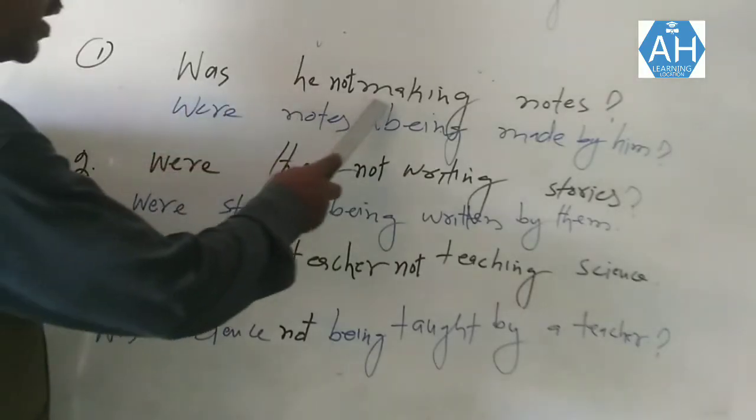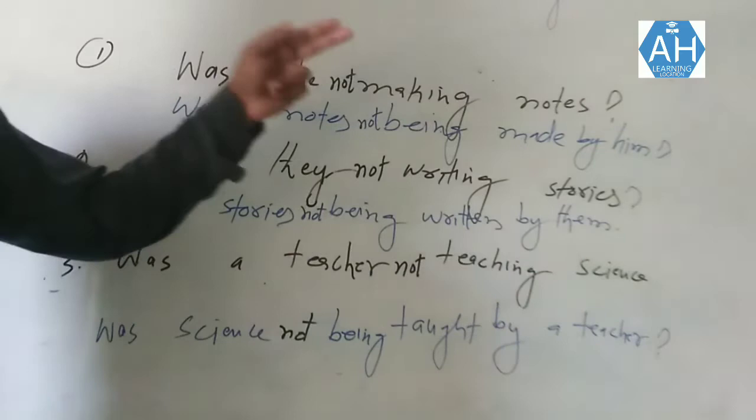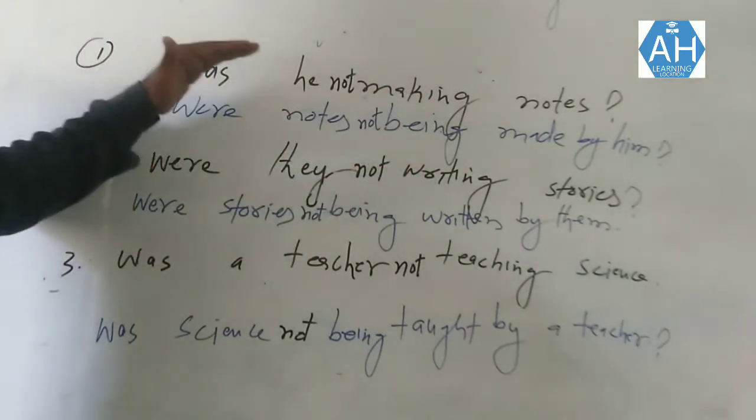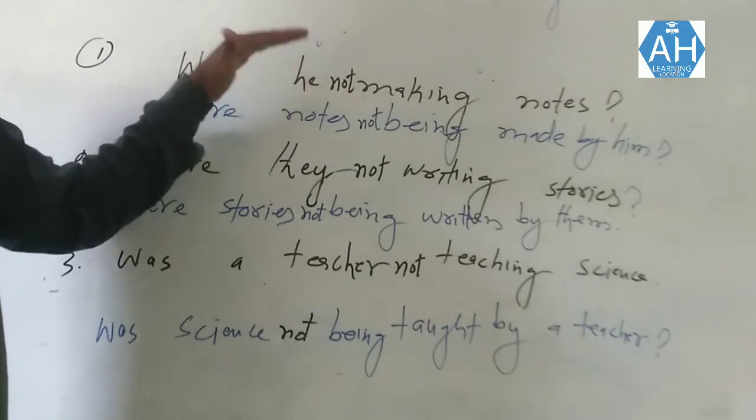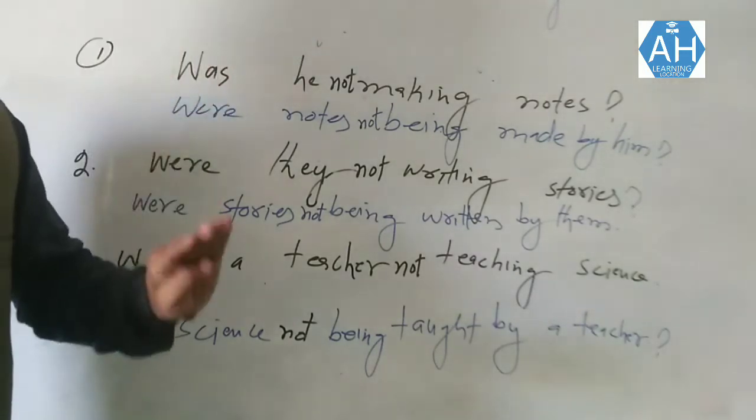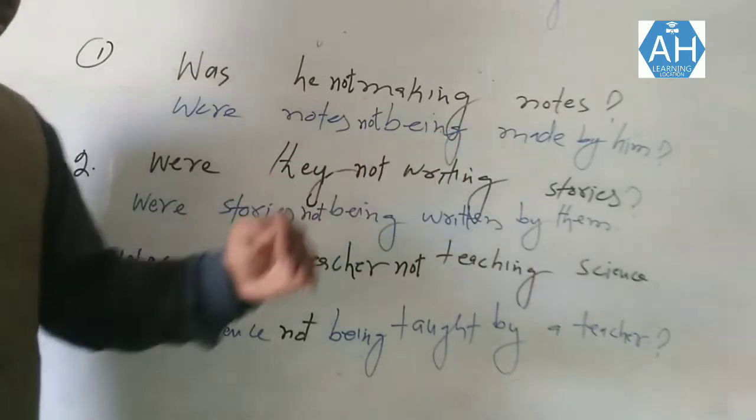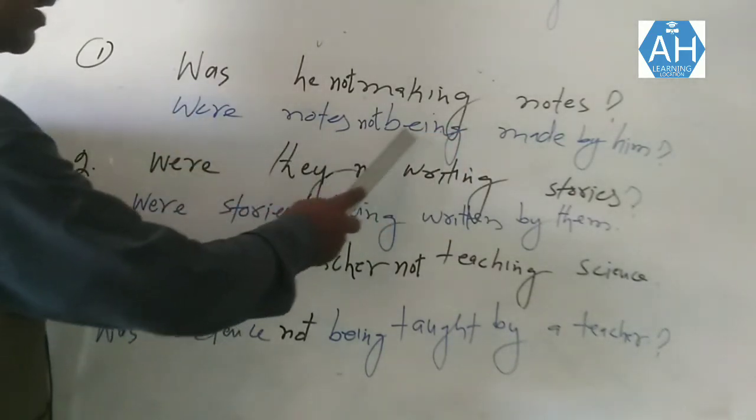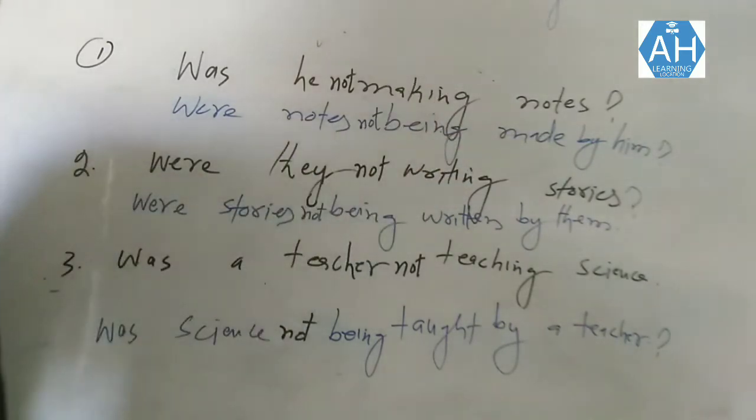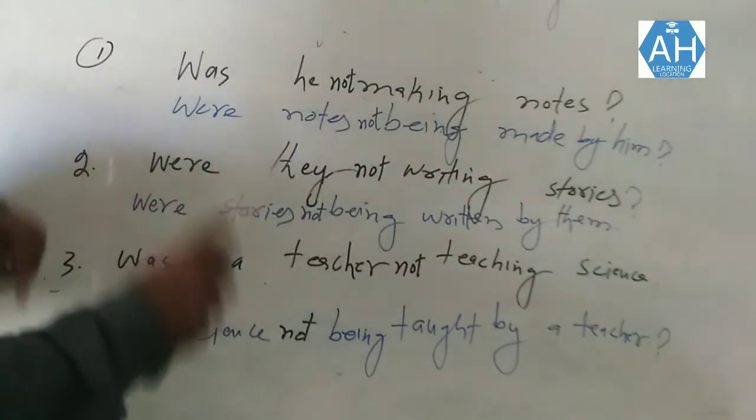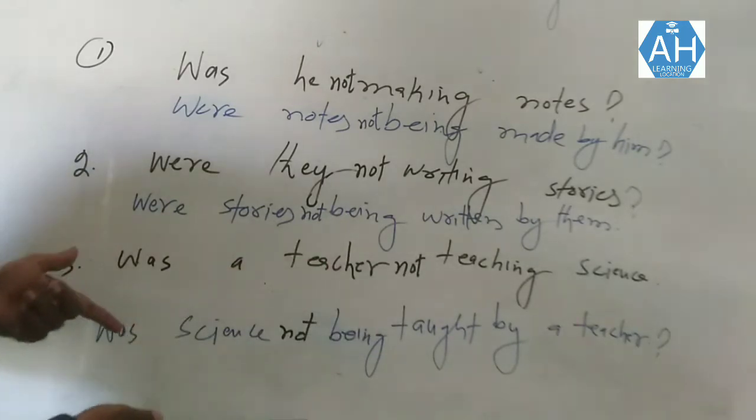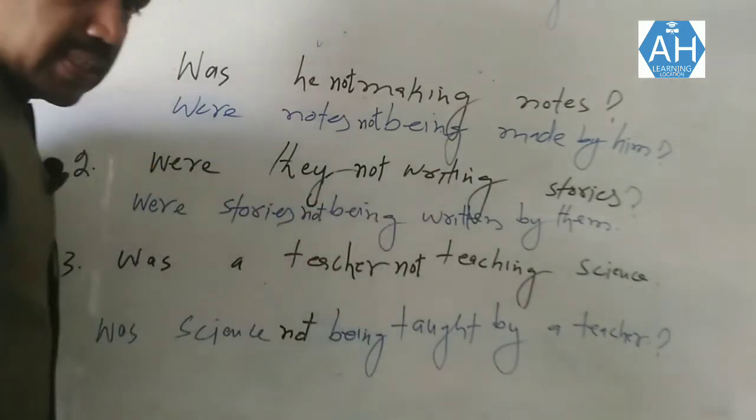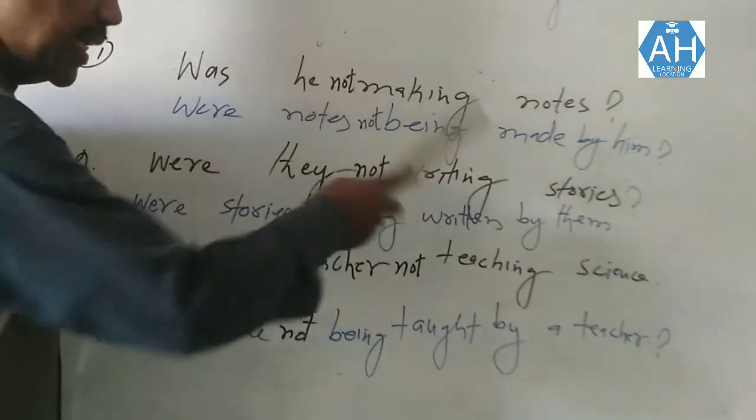Was he not making notes? Now change it to passive voice. If the active voice is interrogative negative, of course the passive will also be interrogative negative. How? Were notes not being made by him? Number 2 sentence. Were they not writing stories?